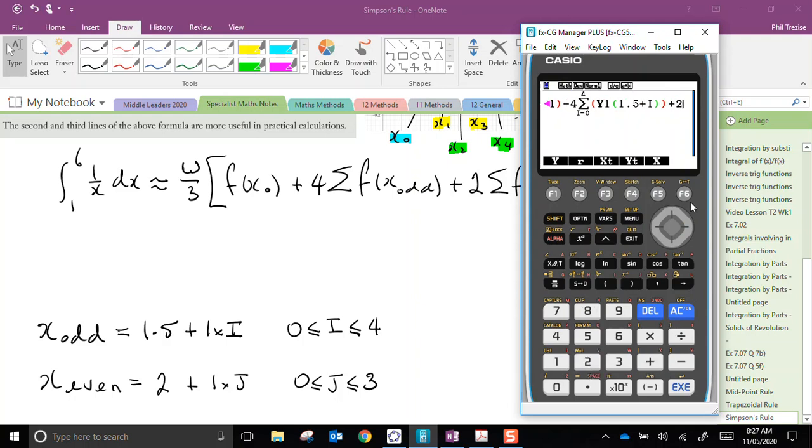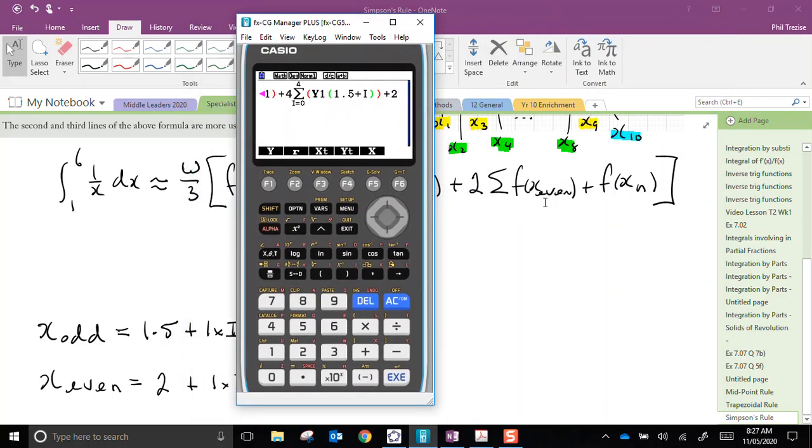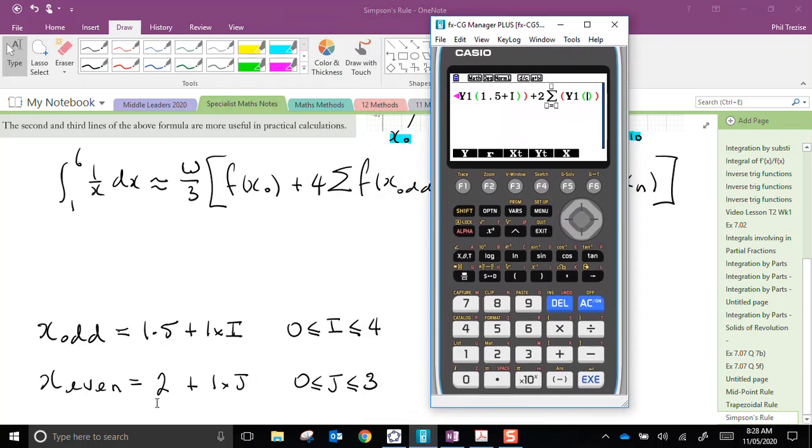Plus 2 times, now this is where I'm up to, the sum of f of the x evens. So back to the maths menu, sigma. Now I need my y variable, little pair of green brackets, and the inside there is where I write x evens. Now, how did I think x even would go? It would be 2 plus j. 2 plus, and j is there, and my counting variable j went from 0 to 3.